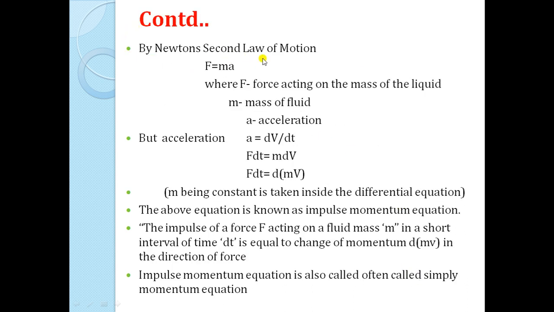Now, by Newton's second law of motion, F = ma, where F is the force acting on the mass of the liquid, m is the mass of the fluid, and a is acceleration. But acceleration we can rewrite as dv/dt, where dv is the change in velocity and dt is the time interval. If we substitute a = dv/dt in the above equation and rearrange, we can write F dt = m dv. Since the mass of fluid is constant, we can take m inside, so F dt = d(mv). This equation is known as the impulse momentum equation.